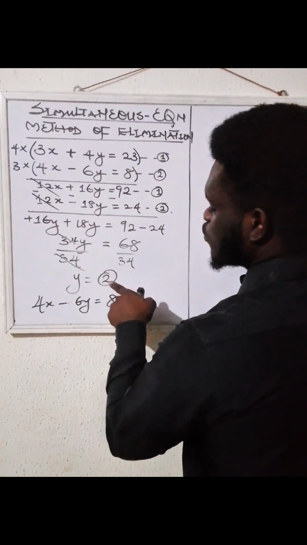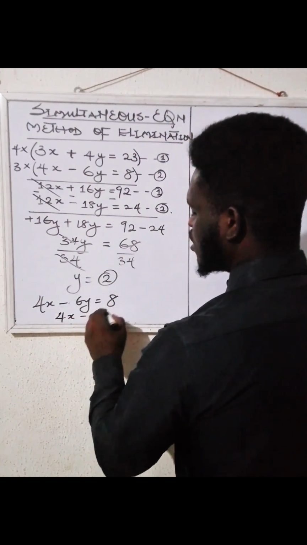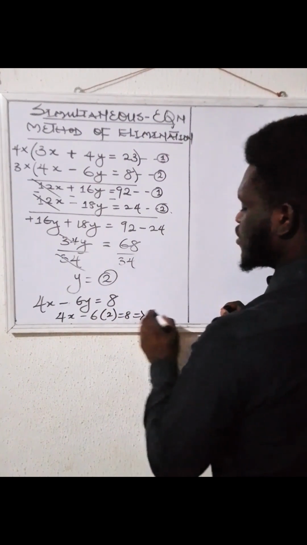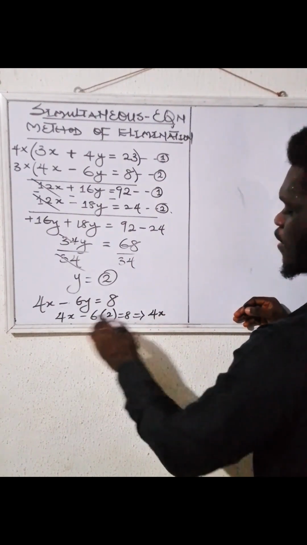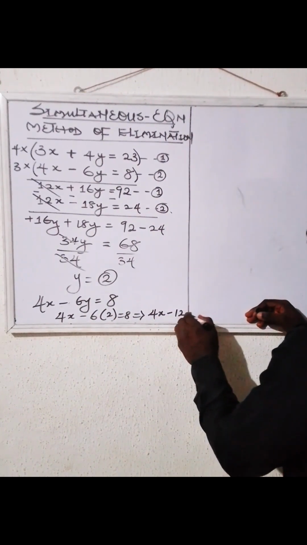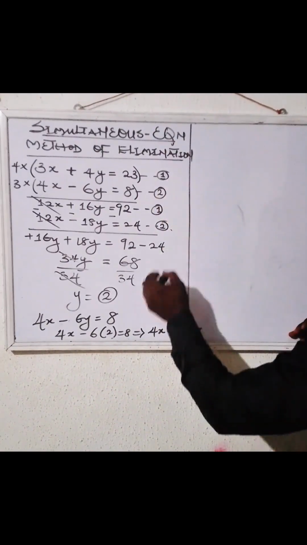So what is y? y is 2. So we can rewrite this equation to say 4x minus 6, instead of writing y, was 2, equals to 8. So rewriting or simplifying that equation, you have 4x minus 12, because 6 times 2 will be 12, equals to 8.